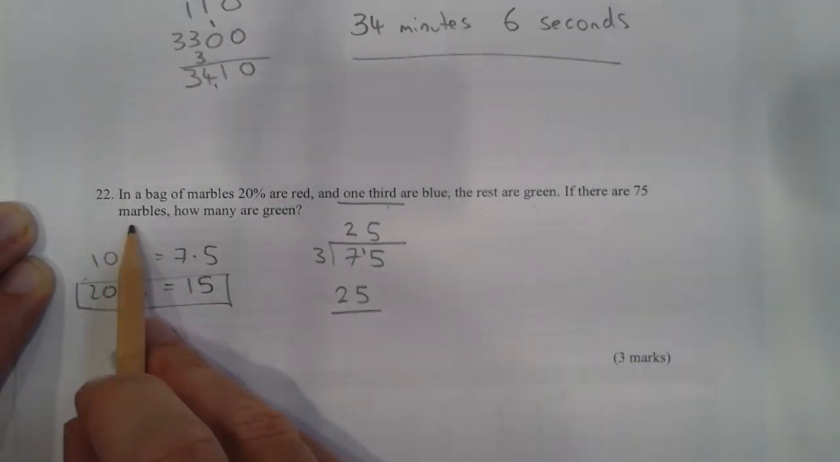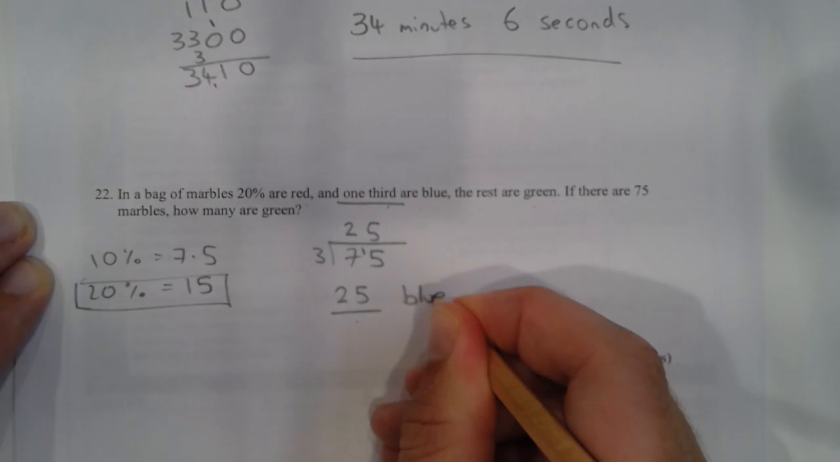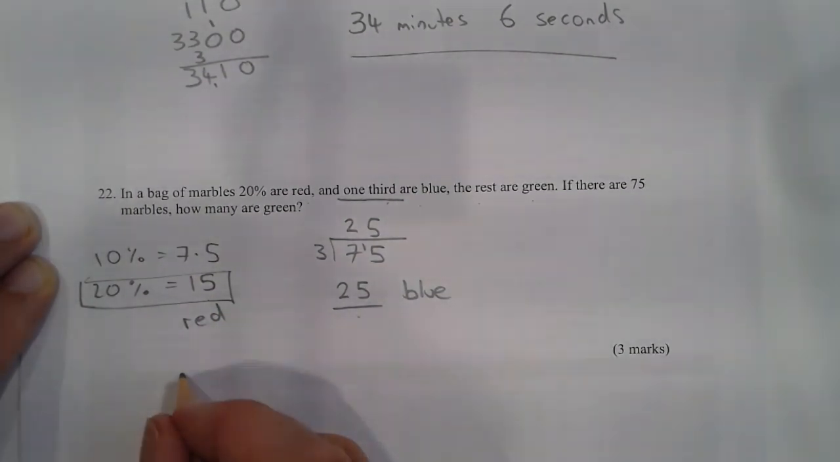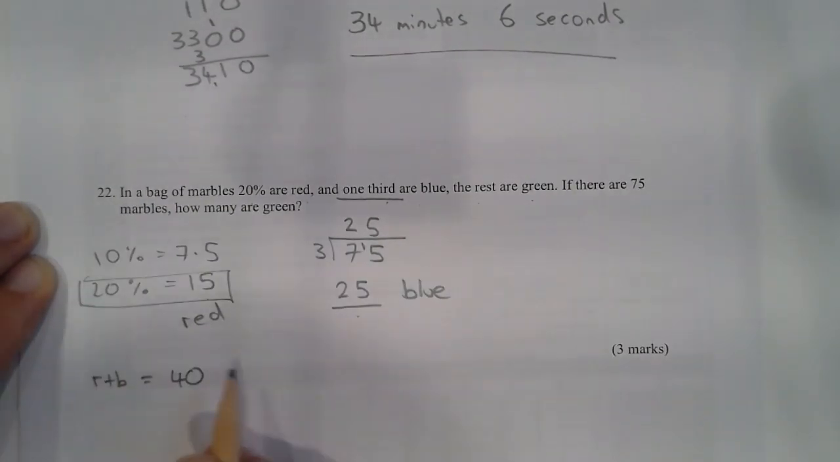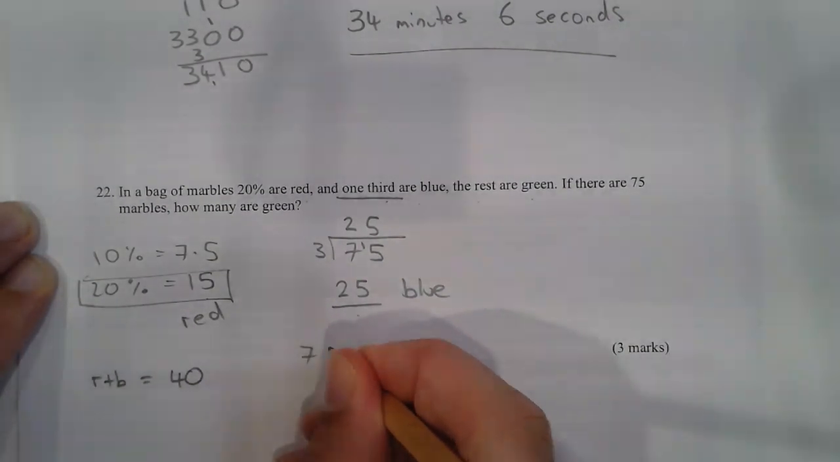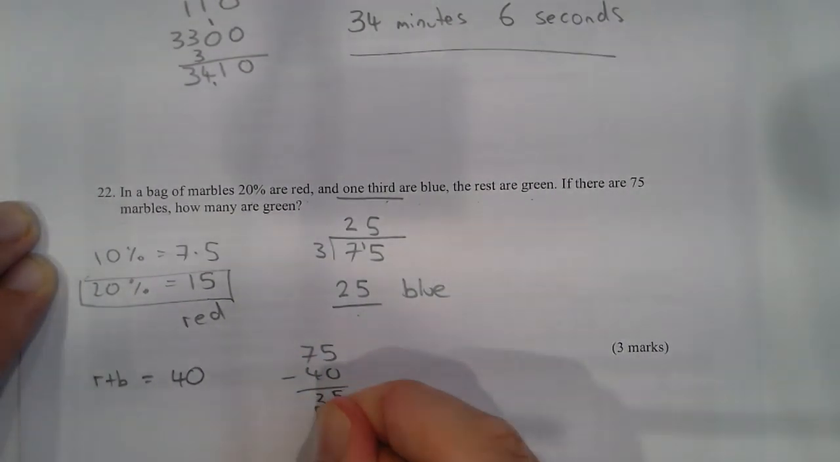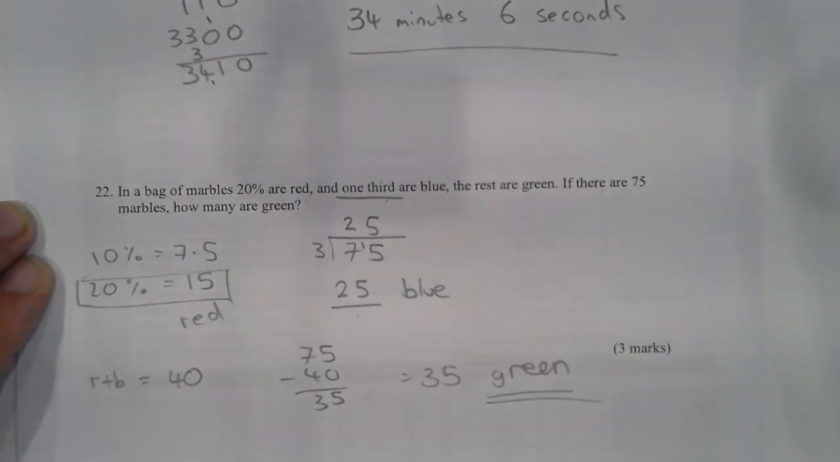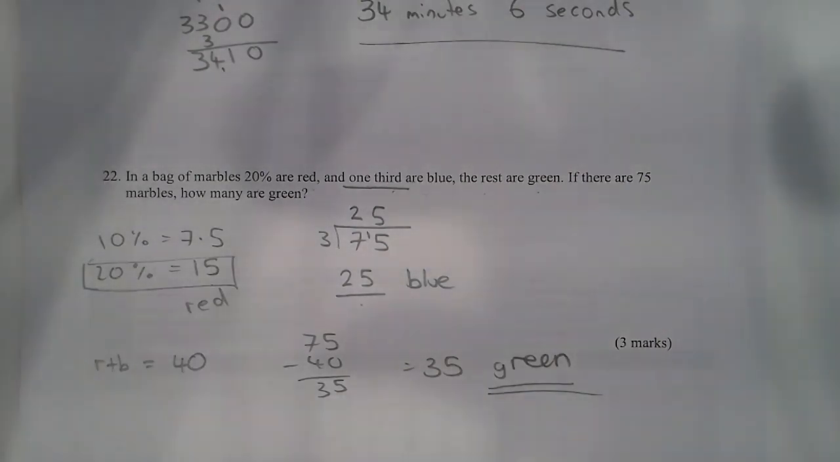So I'll do red and blue, so I don't get confused. Red plus blue means that 40 are red and blue. Red plus blue equals 40. 75 in the bag, so it must be 35 green. Okay, so there's 35 of them which are green.